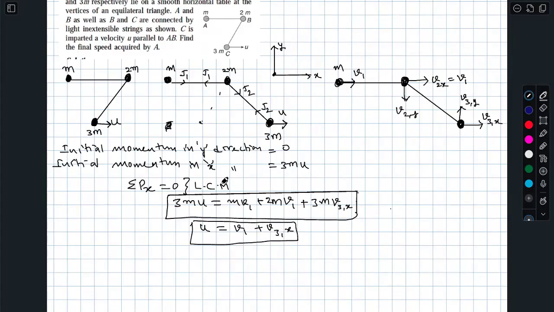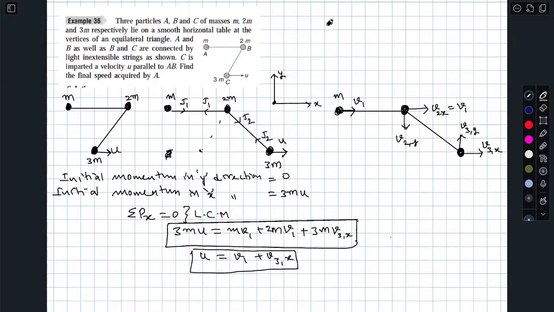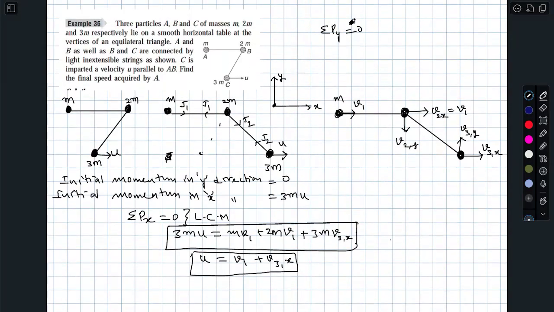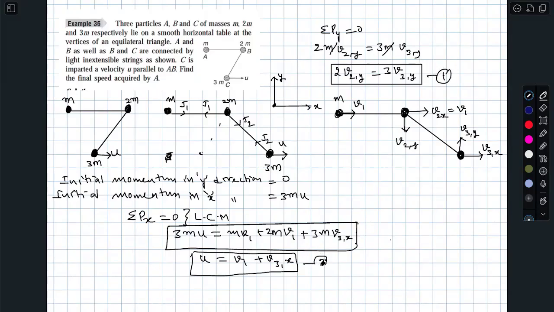Fine. Next, another point. First point: sigma py is 0, right? Sigma py being 0 means there should be no momentum in the y direction. So 2m v2y is equal to 3m v3y. Right? 2 times v2y is 3 times v3y. Any doubts? So this I will call equation 1 and this I will call equation 2.